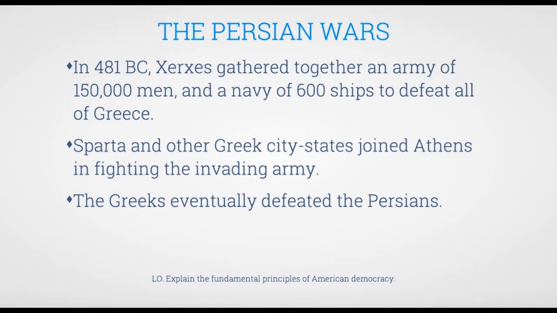In 481 BC, Xerxes gathered together an army of 150,000 men and a navy of 600 ships to defeat all of Greece. Sparta and other Greek city-states joined Athens in fighting the invading army. The Greeks eventually defeated the Persians.